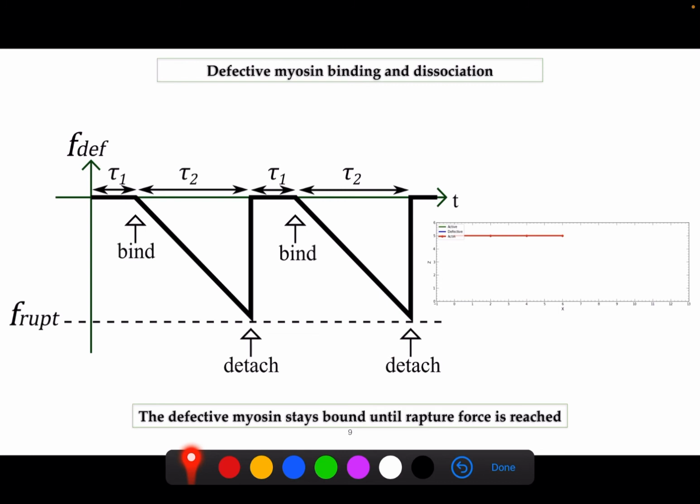Looking at the figure on the left, we see that after the time tau 1, the defective motor binds to the actin filament, and this marks the beginning of time tau 2. The defective myosin stays attached to the actin filament, elongates for time tau 2 until the force reaches the rupture force, which forces it to detach. In the animation on the right, the blue spring represents the defective myosin and the green one represents the active myosin.